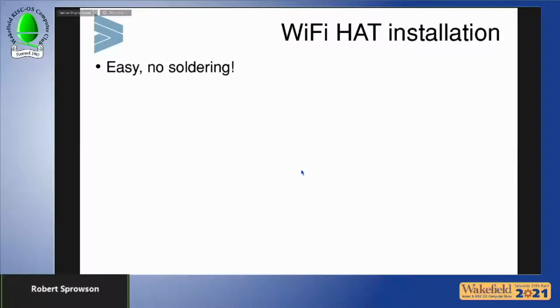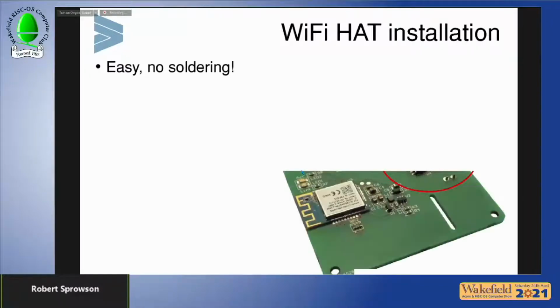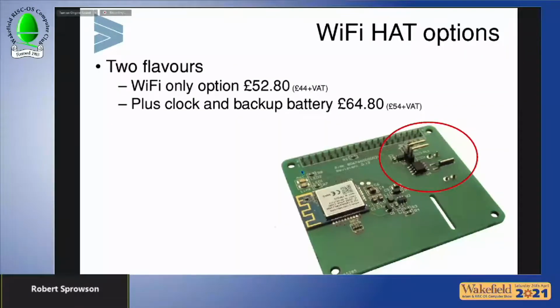So all pretty easy. And those have been very well received by people wanting to free themselves, or if they're out of range of the ADSL router in your house and you haven't got Ethernet in the shed that you're trying to work in. It's very handy for that. 2 options available. £52.80 for the Wi-Fi only option, so 44 plus VAT, and then, as I said earlier, the clock's an extra £10 if you need a real-time clock with battery backup.